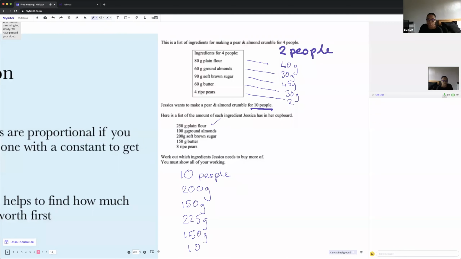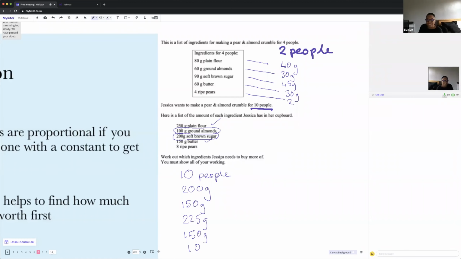She's got 100 grams of ground almonds. So she does need some more because she has 50 grams less than what she needs. She's got 200 grams of soft brown sugar. So again, she has 25 grams less than what she needs.